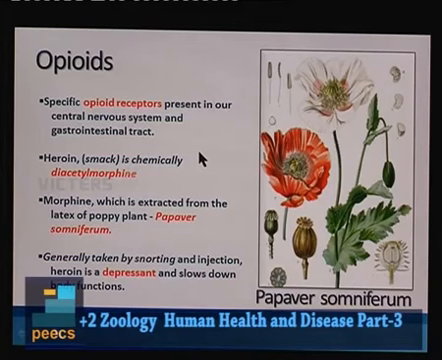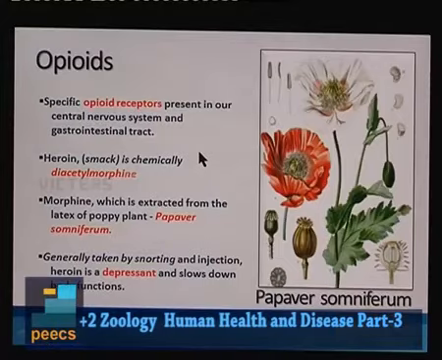Usually we say that opioid receptors are located in the central nervous system and also in the GI tract. And opioids usually have a depressant effect. They depress the activity of the central nervous system, and in the case of heroin, it will slow down the body functions. It is taken either by snorting or by injection.